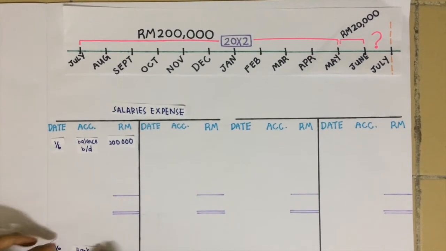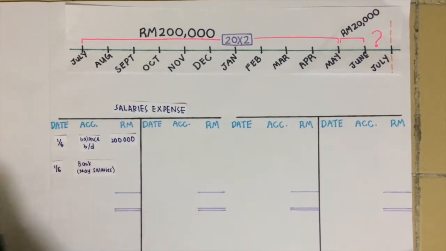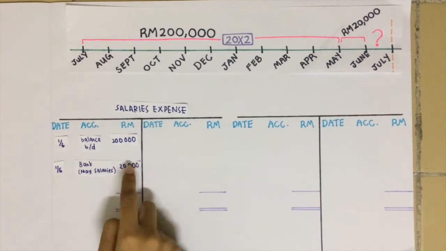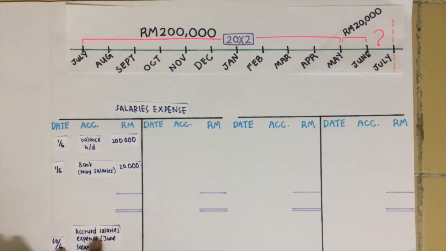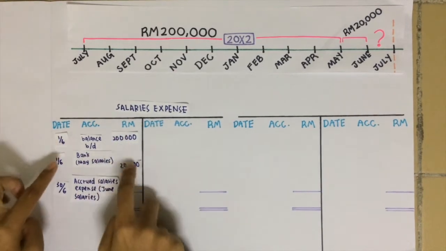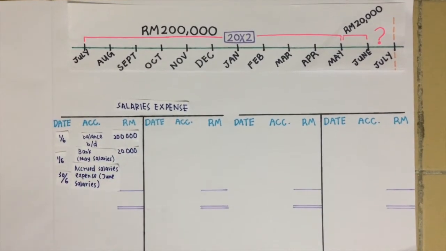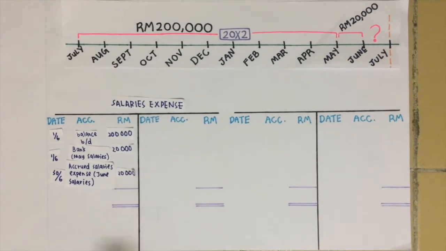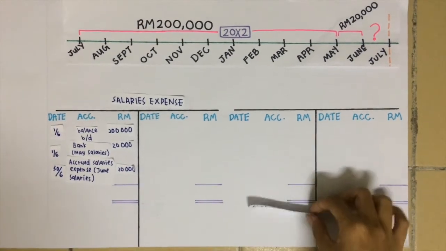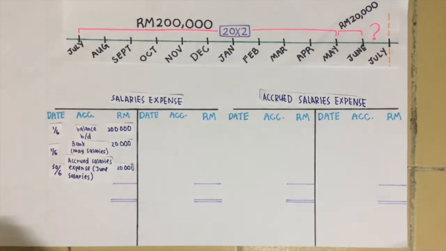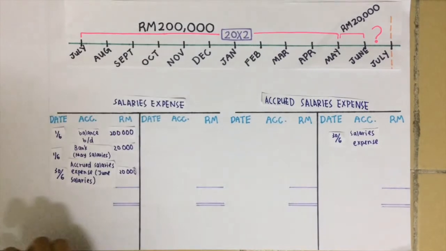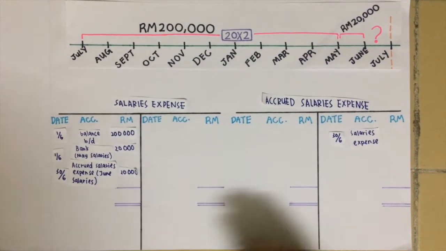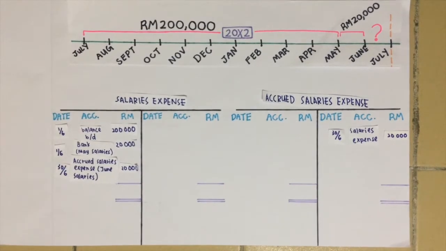Next, we record bank account for May salaries because it is paid on the 1st of June, 20,000 ringgit. To show the amount of June salaries that have been incurred, salaries expense is debited for 20,000 ringgit. For accrued salaries expense account, since the June salaries have not been paid, the amount is credited to the accrued salaries account to indicate the amount is still owing. The amount is 20,000 ringgit.